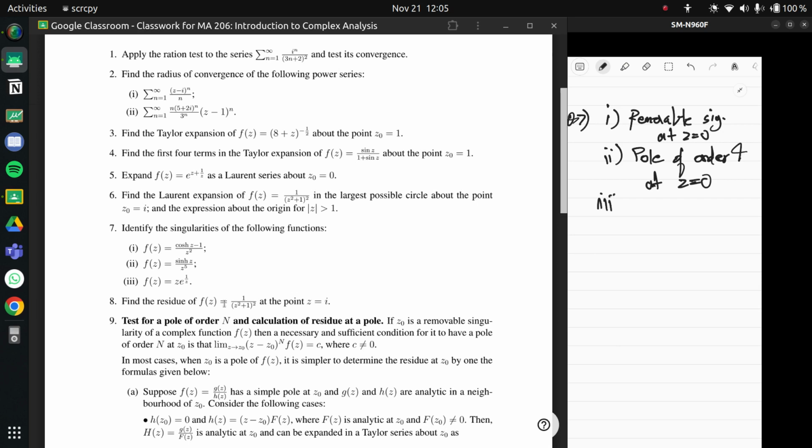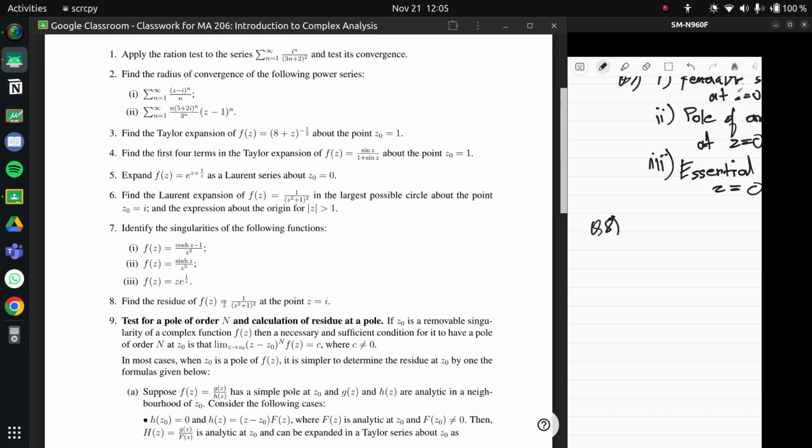Alright, third is z times e to the power 1 upon z. Once again at z equal to 0 it is undefined, so it's some sort of singularity, but what is it like? Well, this is an essential singularity. I can say that right away, because e to the power z is expanded. So essential at z equal to 0. Cool. So on to the next one.